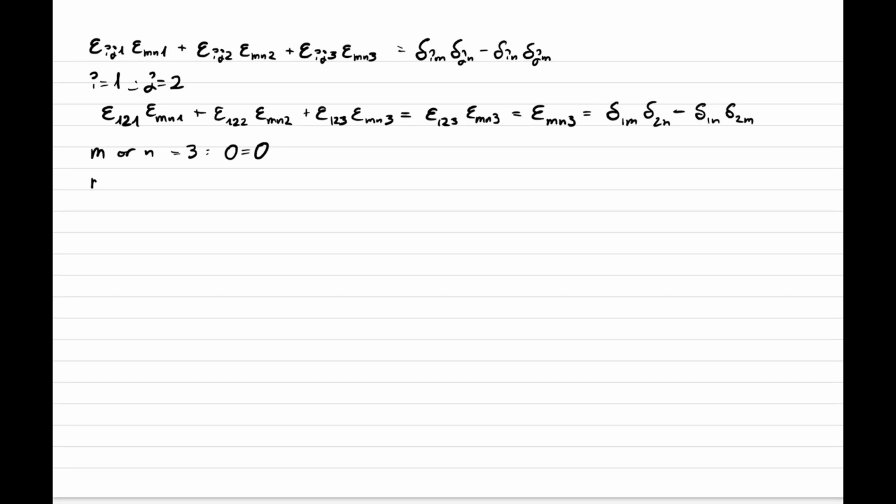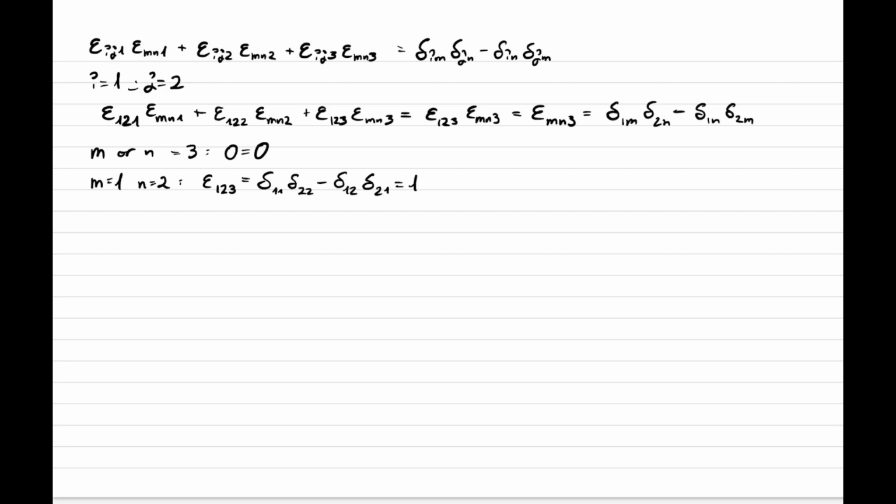Now we are going to see what happens when m equals 1 and n equals 2. And now we are going to have epsilon 1, 2, 3 equals delta 1,1 delta 2,2 minus delta 1,2 delta 2,1. So evidently this term is going to vanish, and now here we have delta with repeated indices, which is 1, and also delta with repeated indices, which is also 1. Thus this is going to be only 1.